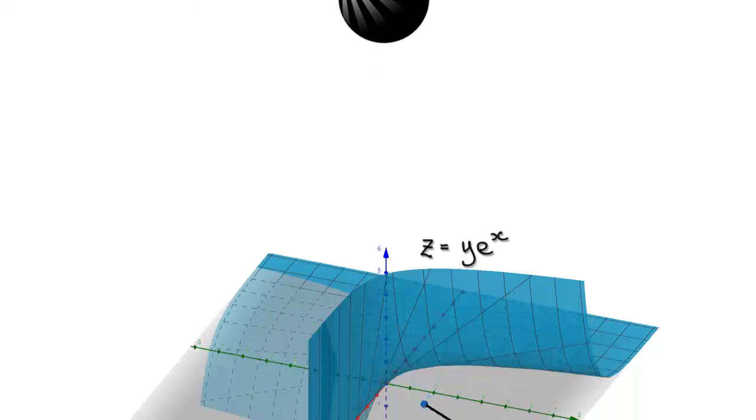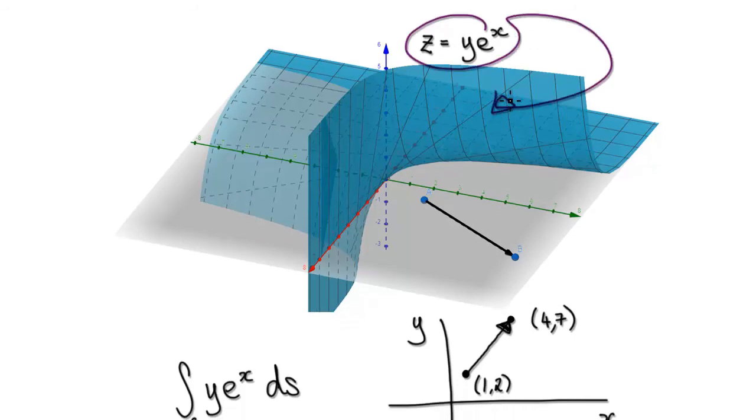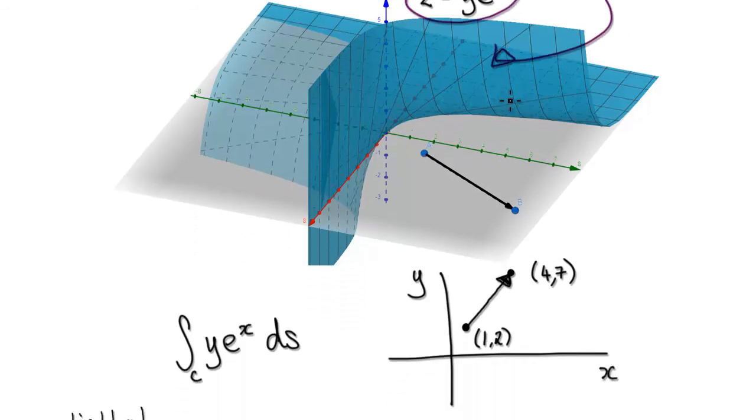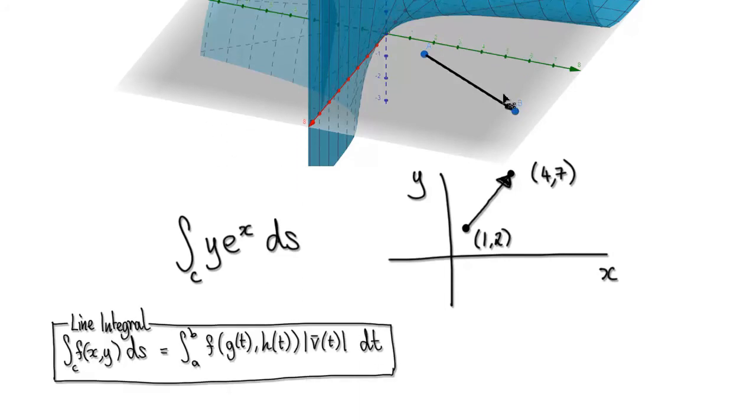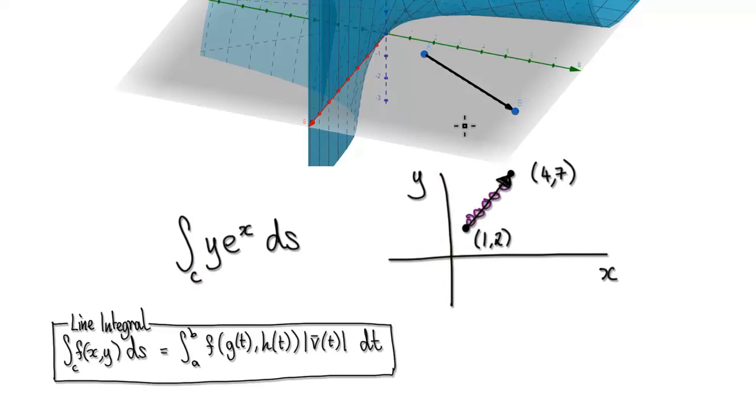Okay, so let's give you guys a line integral exercise. So we've got this surface, and your job is to work out the line integral along this particular path, starting at this point and moving along to this point. So your particle is moving along like this.